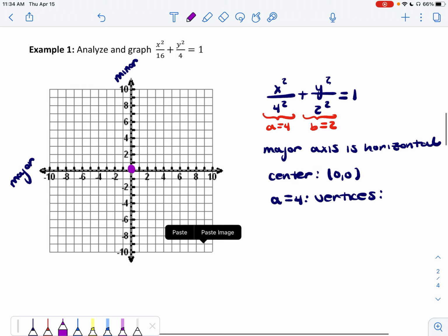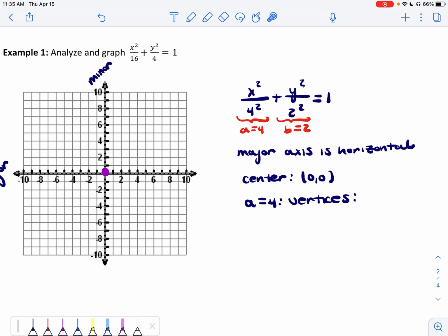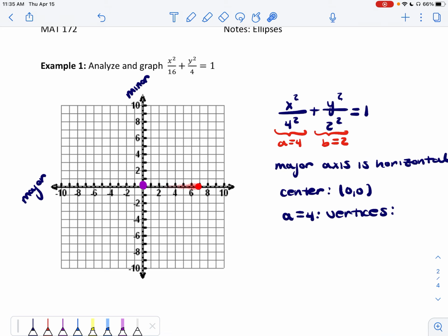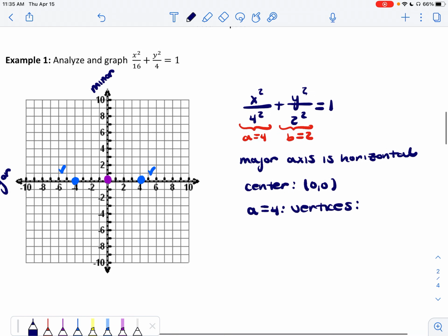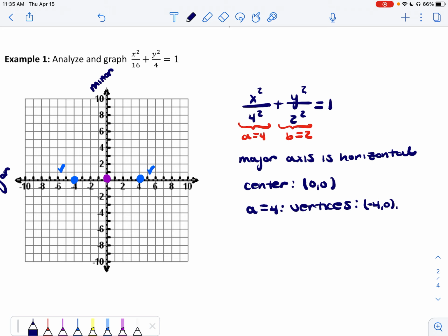Okay, so all of the vertices and all of the foci are going to be along the major axis, and then we'll just have 2 points up and down along the minor axis. All right, so our vertices are just going to be 4 units to the left and right of the center. And we know we're going left and right because our major axis is horizontal. So 4 to the left and 4 to the right of our center, we're going to get our vertices at -4, 0, and +4, 0.